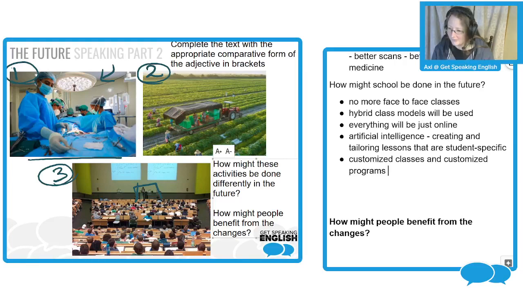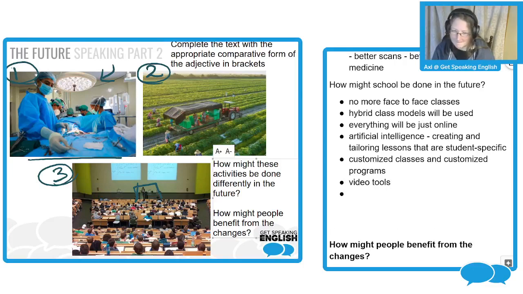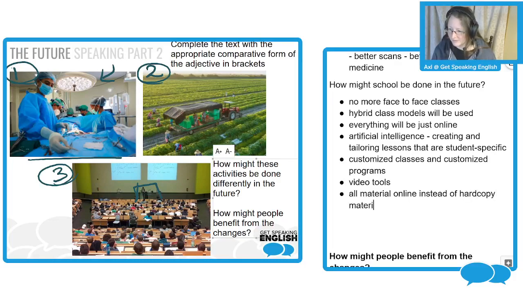Yeah. So also, obviously, maybe more use of video, for example. That could be something. Also, putting all the material online instead of using what we would call hard copy textbooks. So instead of hard copy material, so hard copy would be like books.